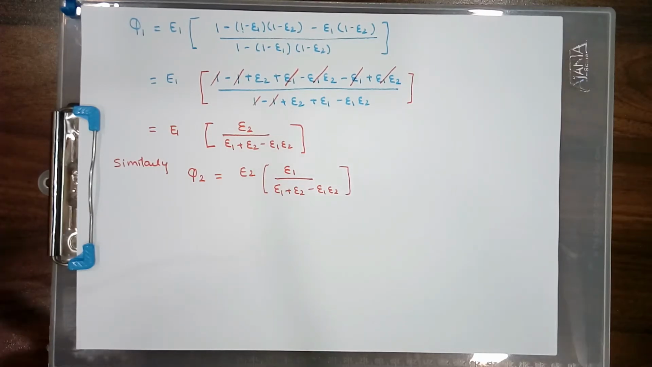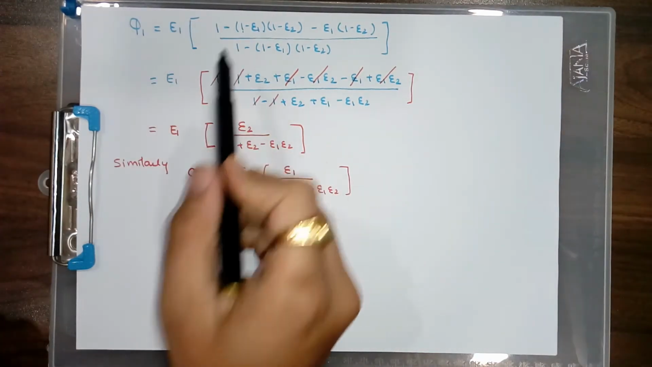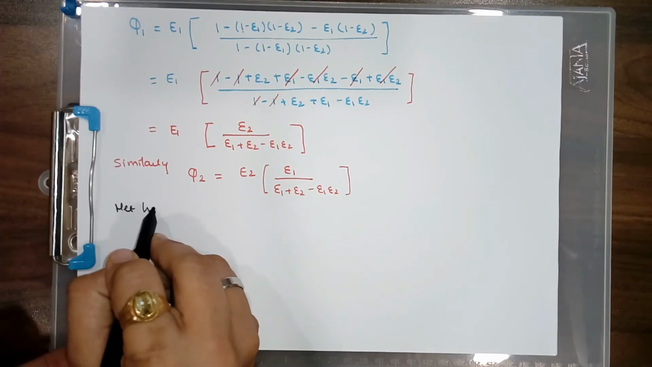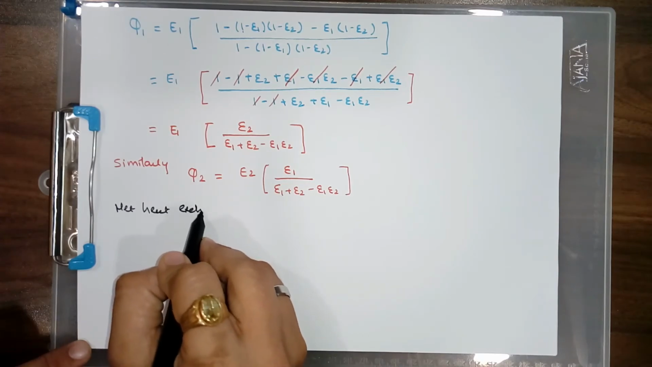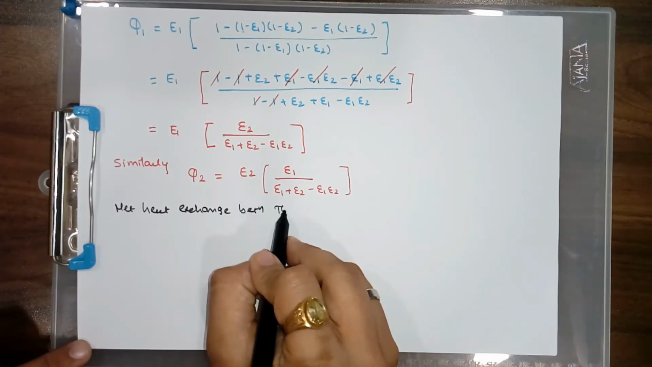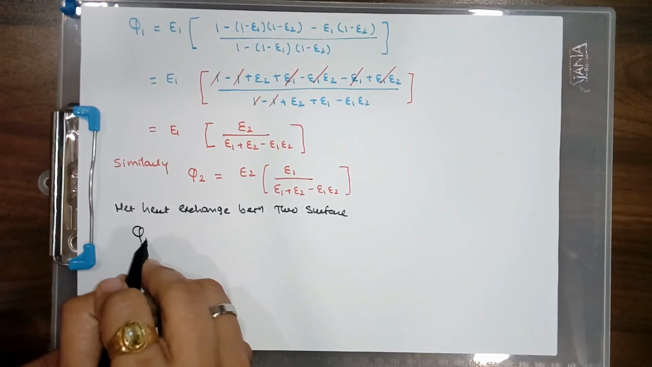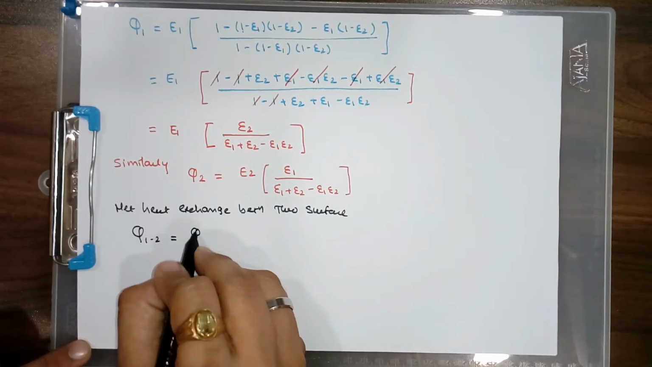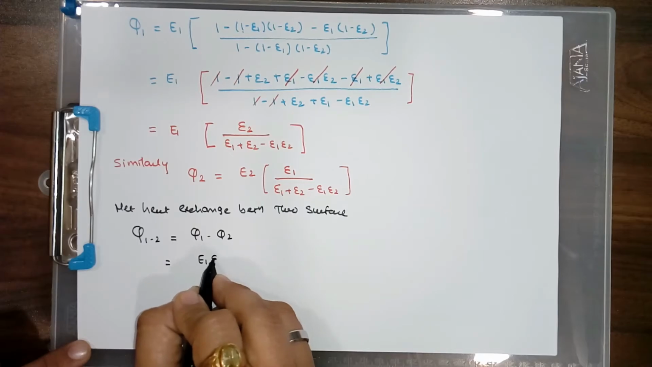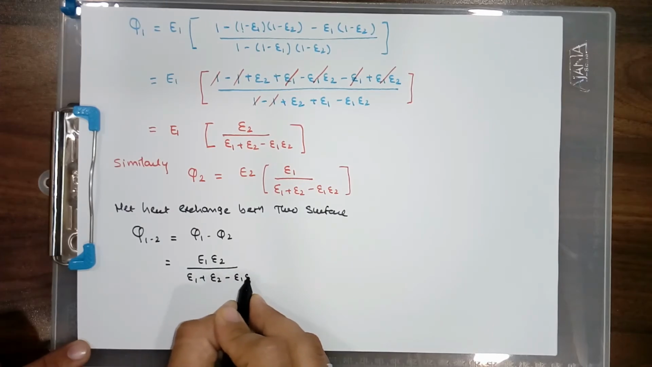Now this Q1 and Q2 indicate the heat transferred from surface 1 to 2 and 2 to 1, but we require the net heat exchange between two surfaces. So Q1-2 equals Q1 minus Q2. So we get E1 into E2 divided by E1 plus E2 minus E1 E2.